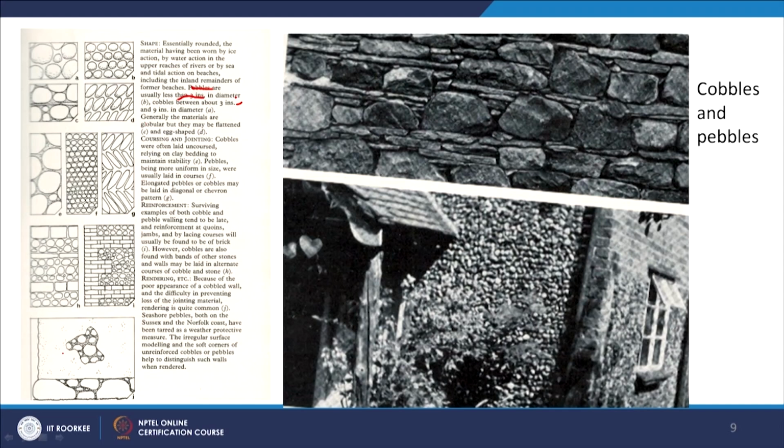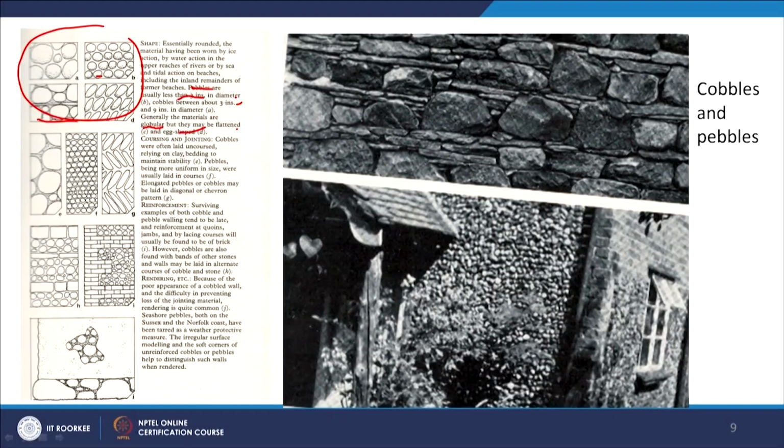There are different techniques. The materials are globular, and they may be flattened, and here you can see the egg shaped ones. There are various ways these pebbles are organized. Sometimes in a particular region, because of sedimental flows, the whole rock surface gets smoothened, and they might segregate them into different batches and use them for different purposes.